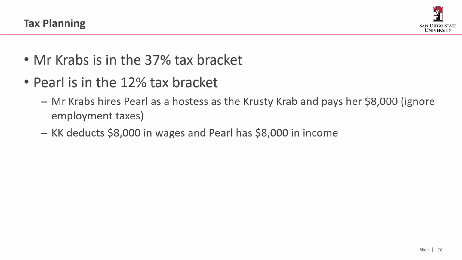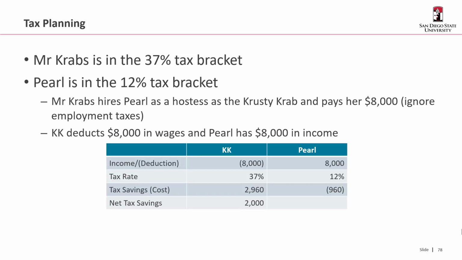And if we ignore employment taxes, then the Krusty Krab, Mr. Krabs, is going to get an $8,000 deduction and shift that income over to Pearl, who's going to have $8,000 in income. And obviously, it's an arbitrage tax rate opportunity. And this is fairly common practice, maybe not so much hiring your daughter to be a hostess, but the idea of shifting income down into individuals who have a lower tax rate, that is pretty common. You can see this just generates a simple tax savings because of that.